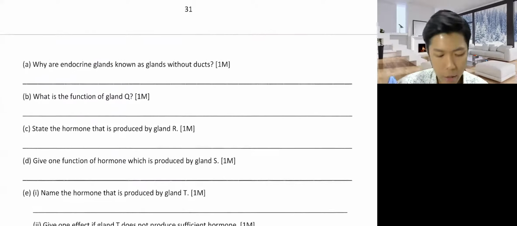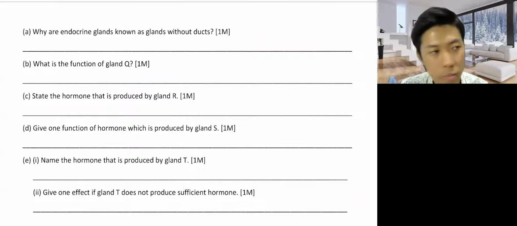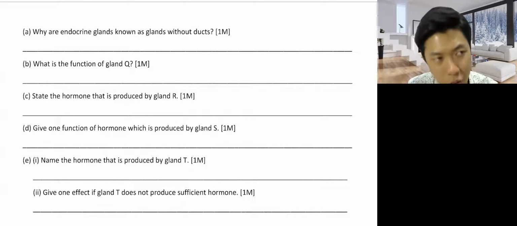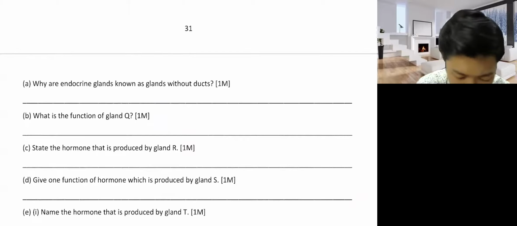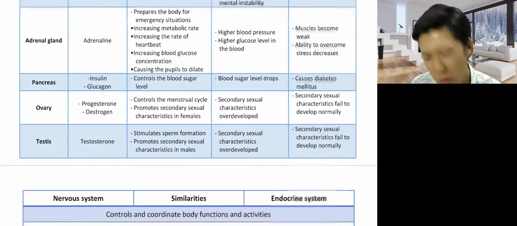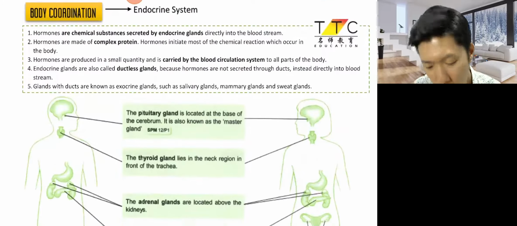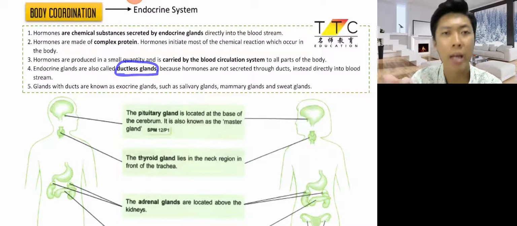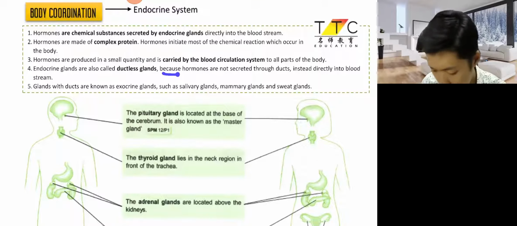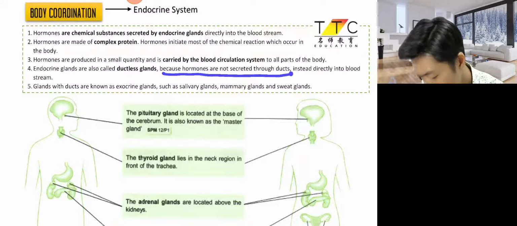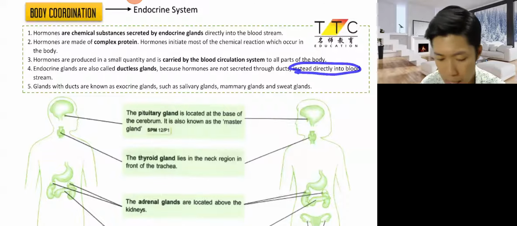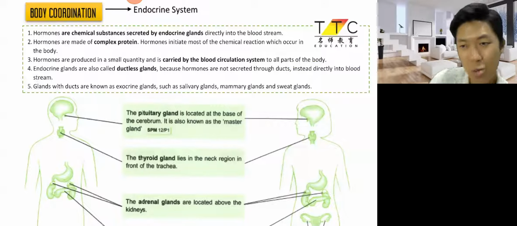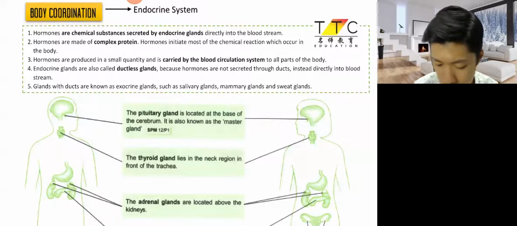Okay, so question A, everyone, shall we? Why are the endocrine glands known as glands without ducts? Without ducts, it's called a ductless gland, by the way. The question is asking why you call it ductless. Because the hormones are not secreted through ducts. Instead, directly into the bloodstream. That's why we call it ductless gland. There you go. That's your answer.